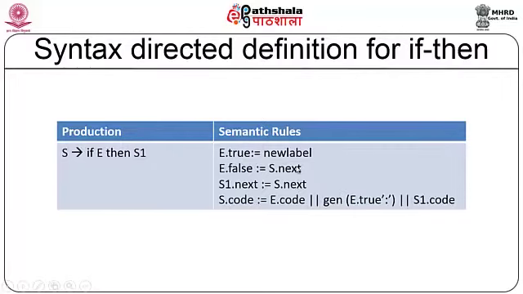Now, this assignment here will ensure that you are skipping to the corresponding label correctly. So, E dot false is equal to S dot next and S1 dot next is equal to S dot next ensures that you are going to skip correspondingly the labels and go to the appropriate position whenever a true or a false is being encountered. Okay, this is on the if then construct.